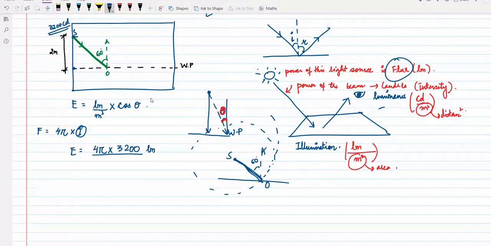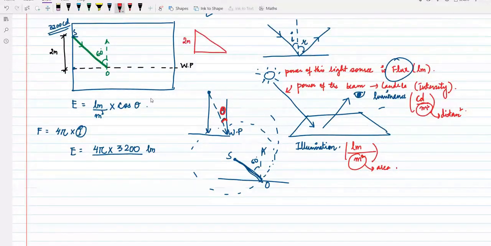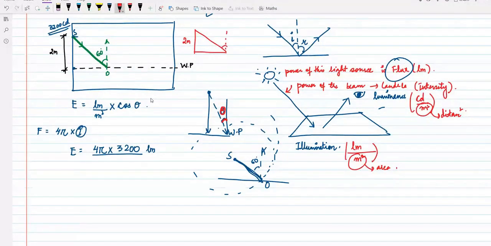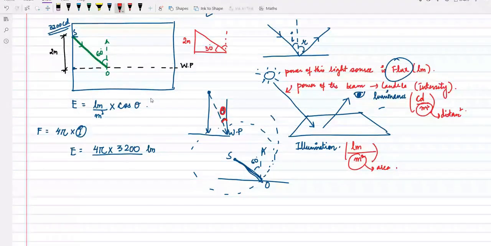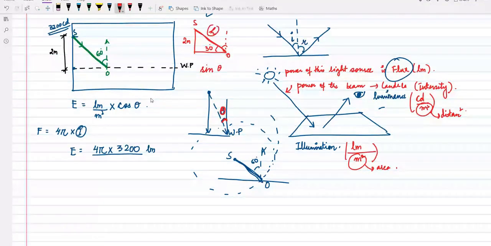So we can use trigonometry here. This is 2 meters, and this is the angle, 60 degrees. So what would this be? This would be 30. We can use any of the entities from trigonometry to find this distance, which is SO. In this particular question, we'll use sine 30 degrees to find the hypotenuse, H, which is nothing but the radius.